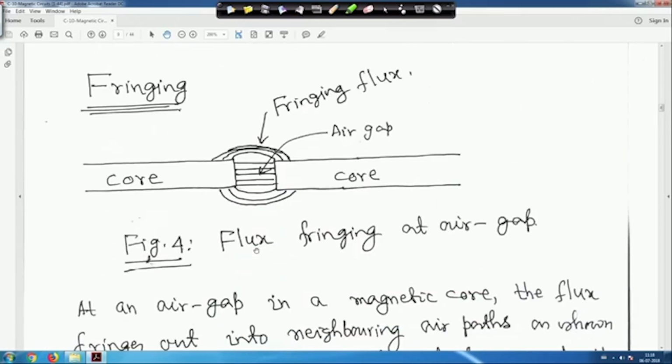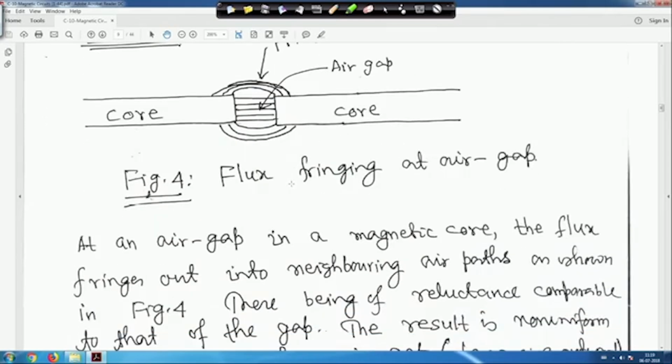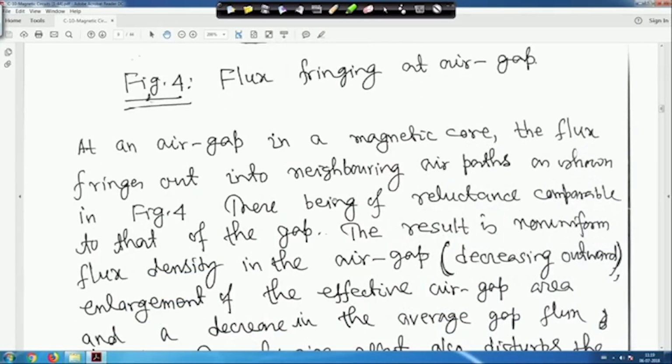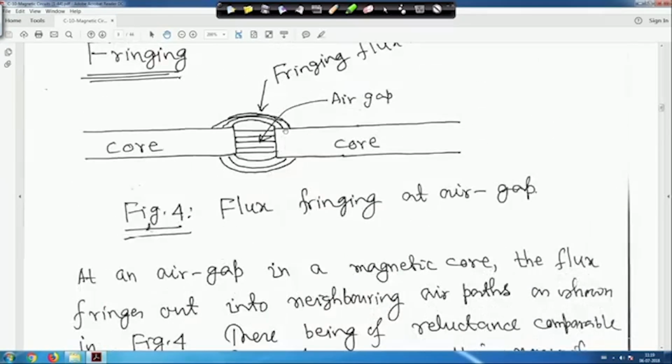Next, it is a very simple thing, is fringing. That is fringing flux. This is the air gap, and this is one core, this is another core, and in between some air gap is there. If you look into that, the flux density is not uniform, right? Particularly at the corner, it is taking a different path, not directly going from this to that. So that means at an air gap in a magnetic core, the flux fringes out into the neighboring air path, as shown in figure 4. So it is taking a path like this, right?